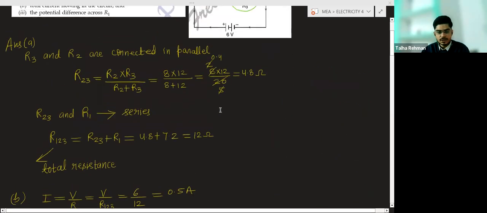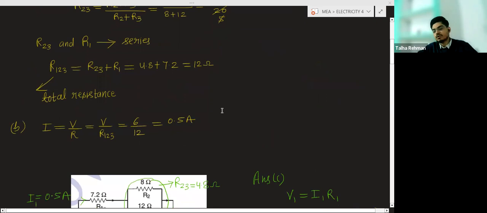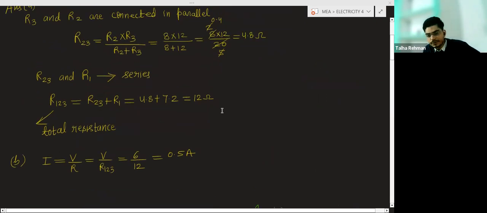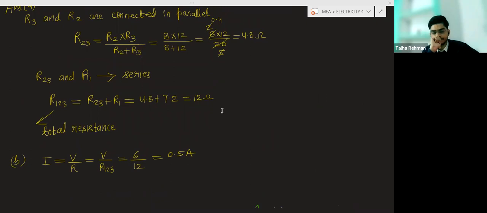So after this, we will start power. Basically, what is power? The rate of doing work is power. Suppose there are two persons, A and B.